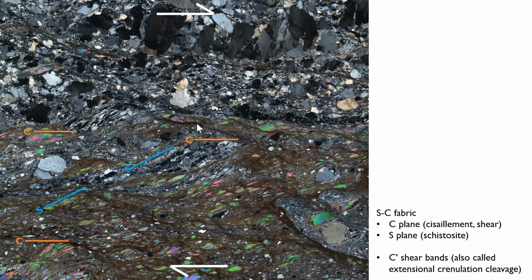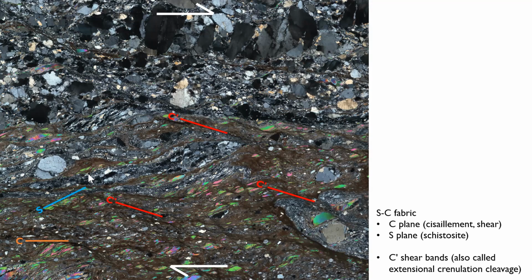And you can see, if I take those away for a moment, those C-prime planes are defined by these biotite-rich layers. So that's what's forming those mostly. They form quite commonly in this mica-rich region down here, but they're a lot less common in this quartzo-feldspathic part of the thin section up here. C-prime shear bands are also known in the literature as extensional crenulation cleavage. So if you've read about those before, we're talking about the same thing.